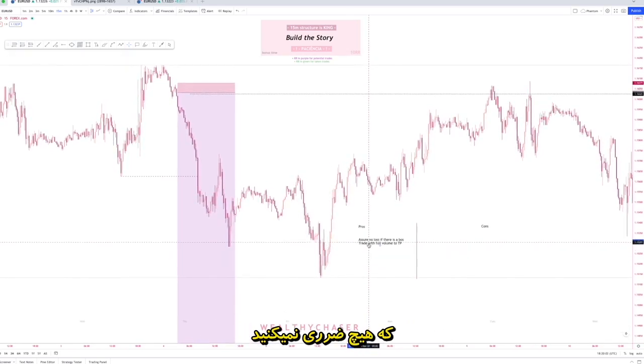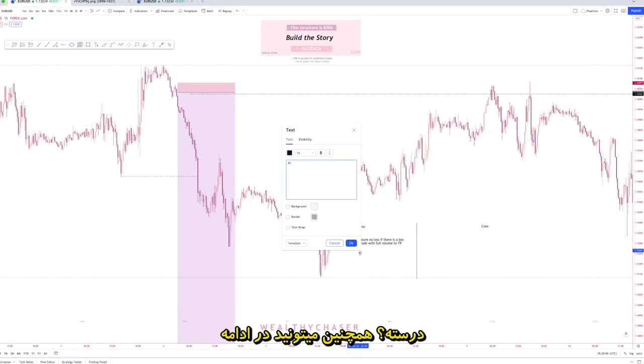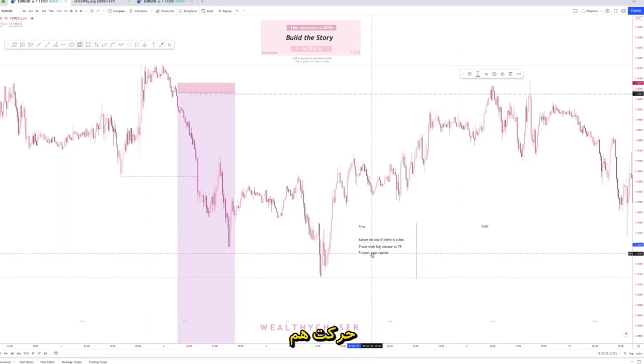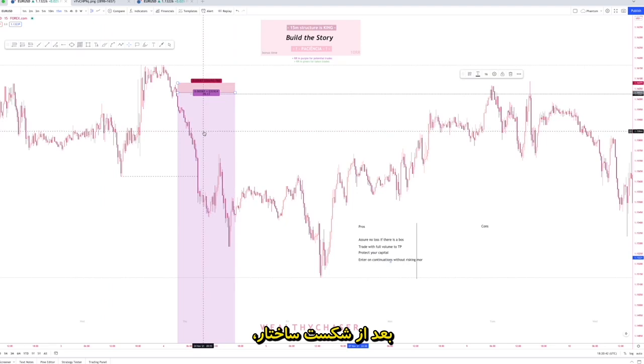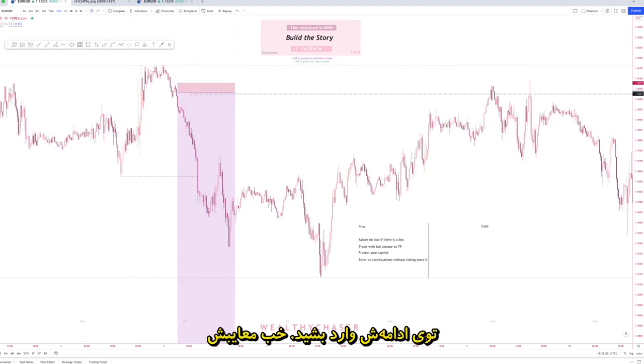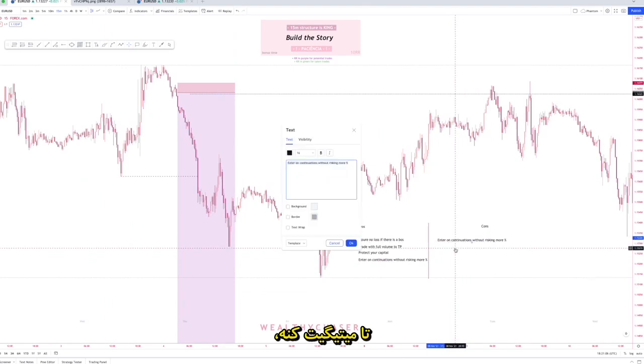So if you assure no loss, you're also protecting your capital, right? You can also enter in continuations and make sure that you won't lose money on the first one, especially if you only enter on continuations after the break of structure, right? Now, the cons basically is if the trade comes to mitigate the extreme, you will be stopped out.